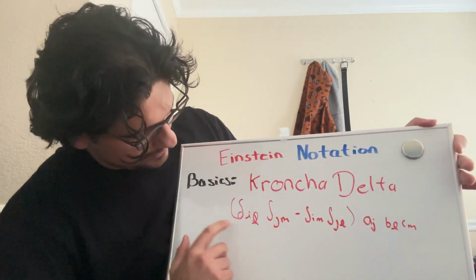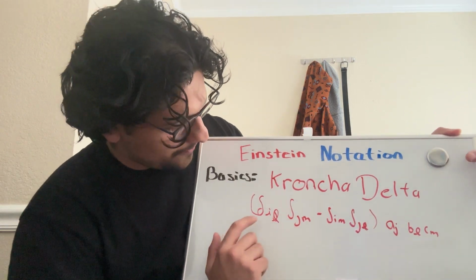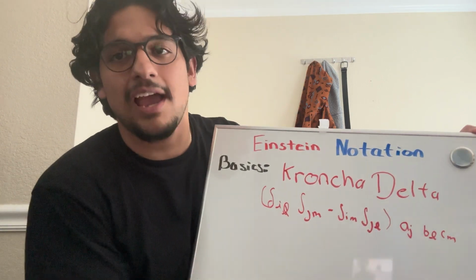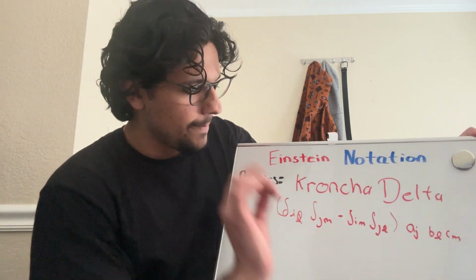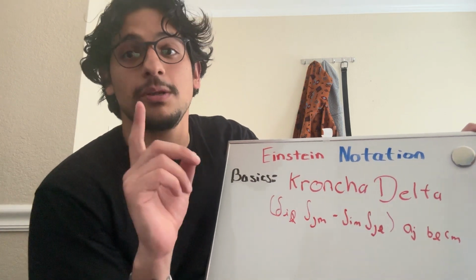So this is what the symbol looks like, if I can draw it right. Again, these indices are arbitrary. This is the example of me showing you how it works. The key thing you need to know is that a Kronecker delta can only be used once.